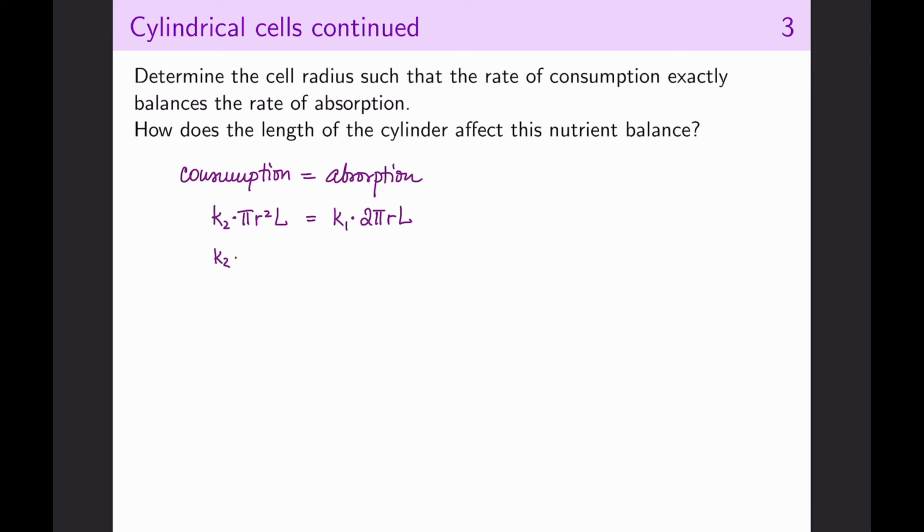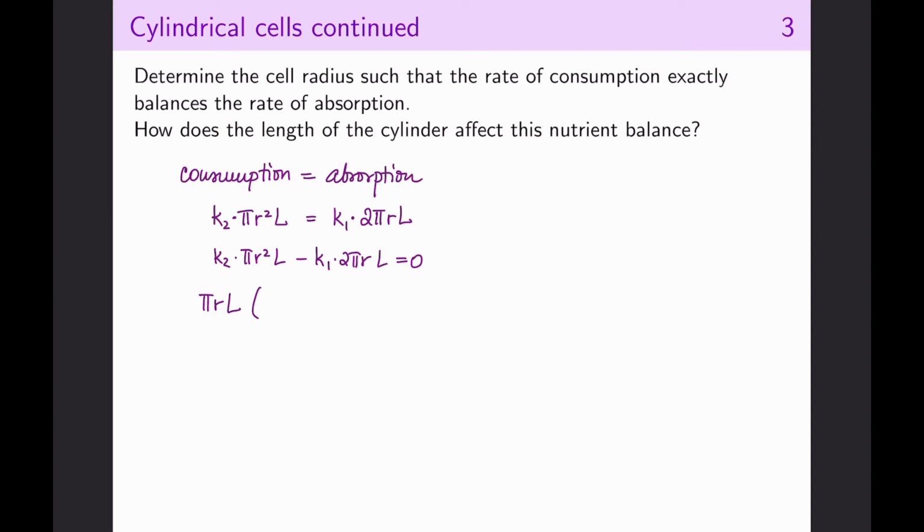So K2 times pi r squared L minus K1 times 2 pi RL is equal to 0. And now that we have everything on the same side, let's see what it is that we have in common. We can factor out the pi. We can factor out one of the r's, because this factor has 2 and this factor has 1. And we can factor out the L. So altogether, we can factor out pi RL. What are we going to have left?